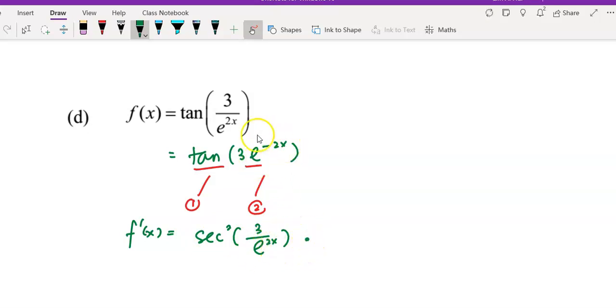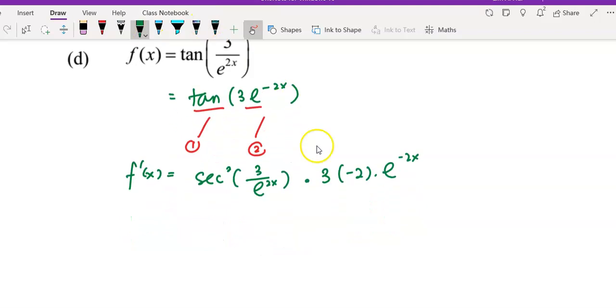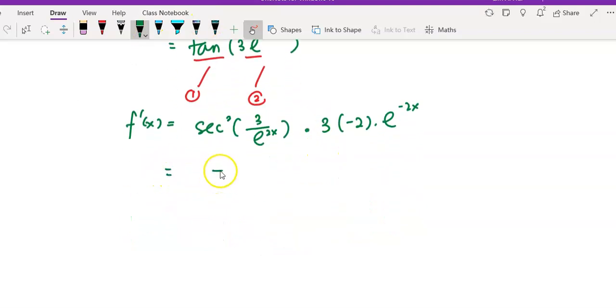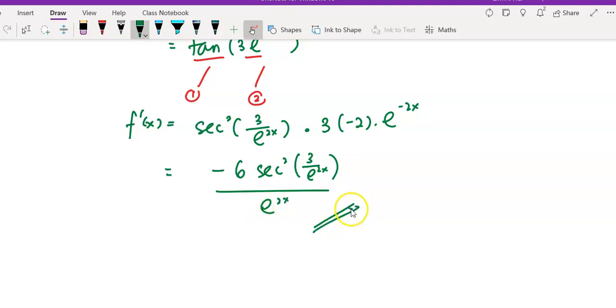And multiply by the derivative of the inner function. You have your 3 coefficient, write it down. And how do you differentiate e power of negative 2x? You need to differentiate the power first. You get negative 2. And then multiply by the function e itself, you get e power of negative 2x. Then we need to simplify it. You will have negative 6 secant square of 3 over e power of 2x, and the whole thing divided by e power of 2x.